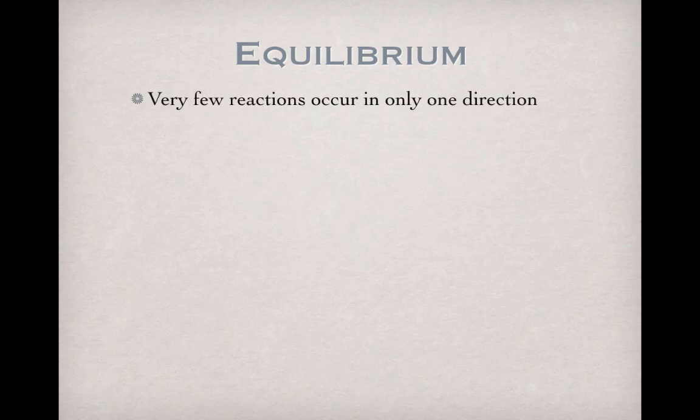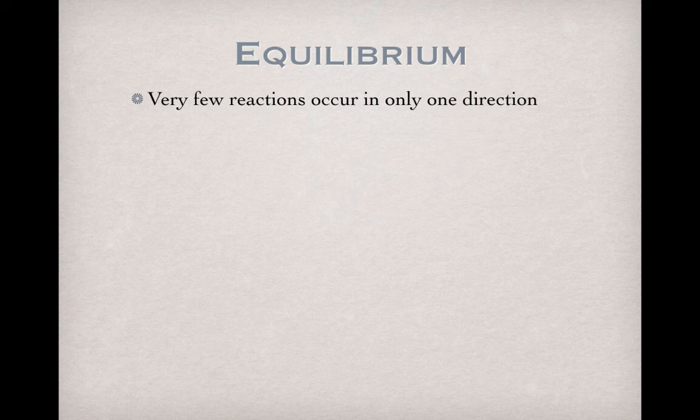So let's talk about what equilibrium is and how we study it, how we understand it, and ways that we can actually manipulate it. If you go back and look at a lot of the reactions that you've done up to this point in both semesters of chemistry so far, you'll notice that a lot of times we draw our arrow for our reaction in a single direction.